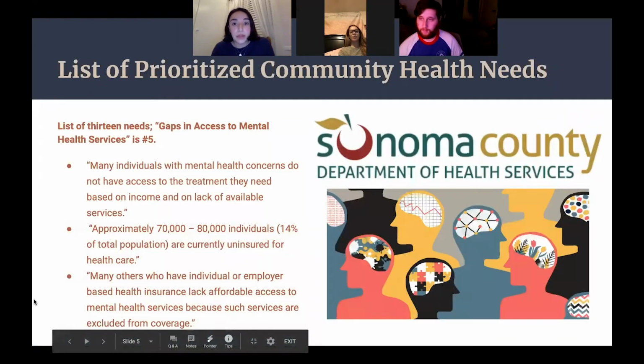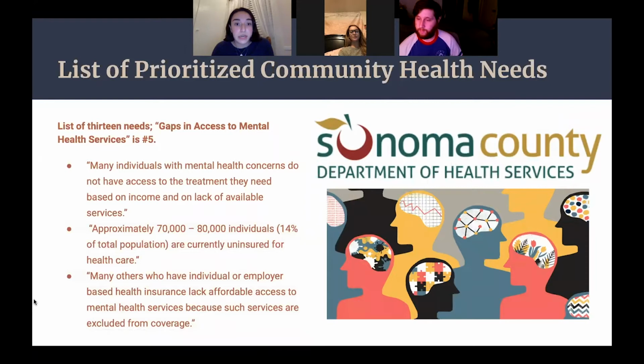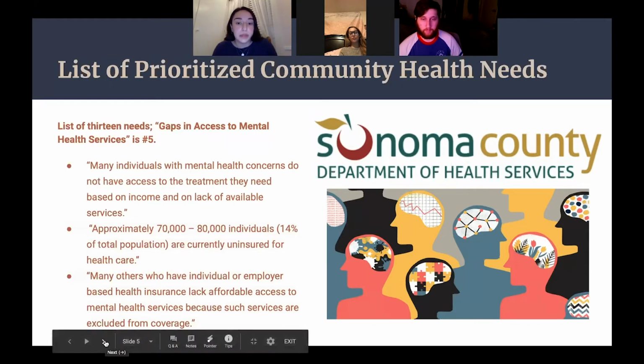Another part of the Sonoma County website that we looked into was the prioritized community health needs. Gaps in access to mental health services was number 5 on the list of 13. The county believes that many individuals with mental health concerns do not have access to the treatment they need based on income and on lack of available services, and that approximately 70,000 to 80,000 individuals, which is 14% of the total community, are currently uninsured for health care. So that left us thinking, what can we do to help? What needs to be done to help these people in need?